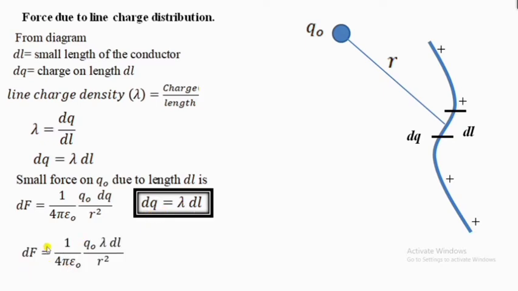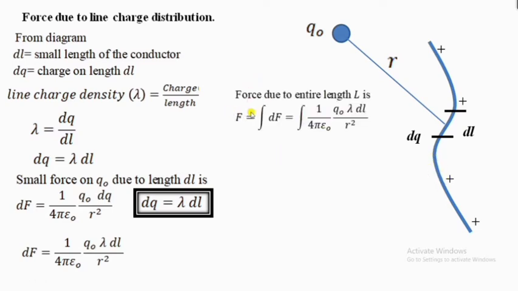If you put this in, then this dF is the force due to a small part of the conductor. If you want to find the force due to the whole length of the conductor, you have to add all the forces due to each length dl. For that we do integration. Integration means we are adding all the forces due to small lengths. So the total force due to the entire length is F, that is the integration of dF. If you put the value of dF, you will get this. So the total force will be given by this expression.